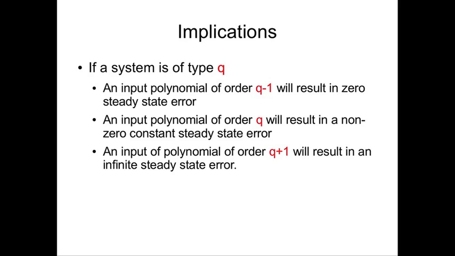So if I say my system is of type 0, q equal to 0, then if you give it an impulse input, which is order q minus 1, which is minus 1, it will result in a 0 steady state error. If you give it a step input, q equal to 1, it will result in a non-zero constant steady state error. If you give it a ramp input, then you'll get infinite steady state error.